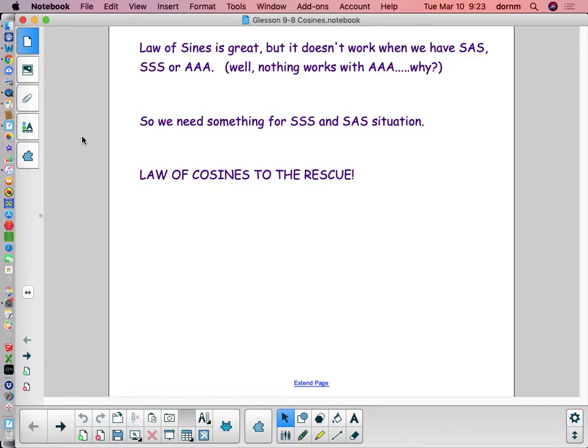Now, like I said yesterday, law of cosines and law of sines are not huge topics on our chapter test. They are going to be on there. They do show up on the ACT, but just like here, you are not going to have the formulas memorized. You'll be given the formula if you need it. You just need to be able to use it and understand it.